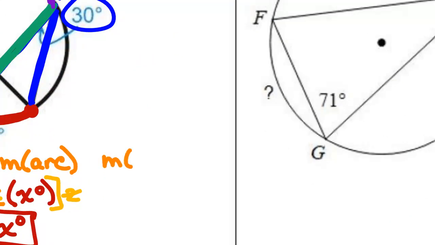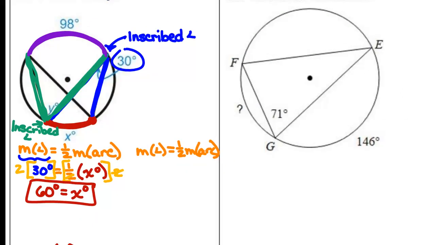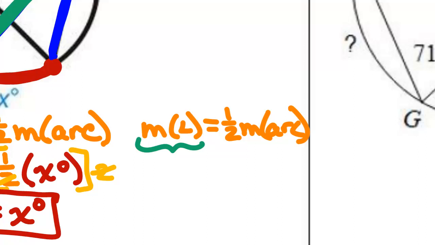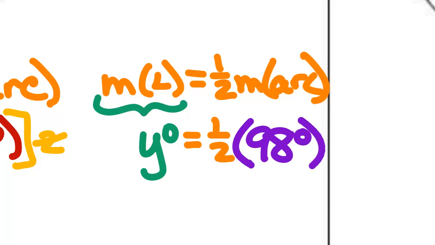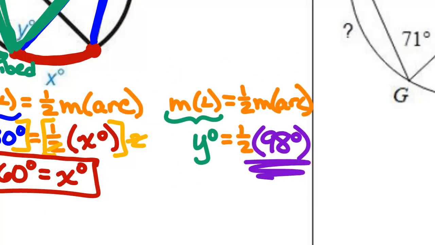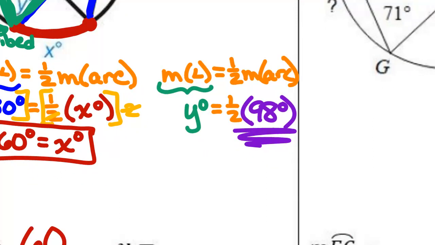So the measurement of the angle is equal to 1/2 times the measurement of the arc that it intercepts. How big's the angle? Y. The angle is y. Equals 1/2. Now how big is the arc? That's the one that's 98. I don't have any variables over here on this side. It's all numbers. So I can pop the right-hand side into my calculator. What is 1/2 of 98? 49. So y is 49.